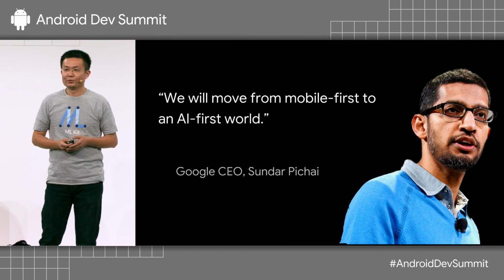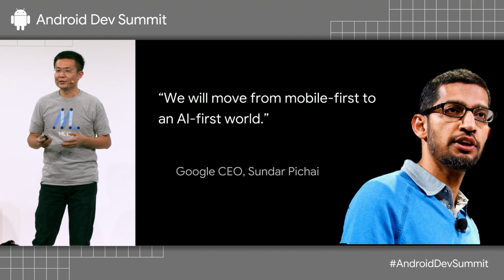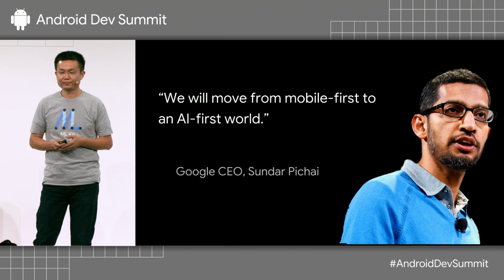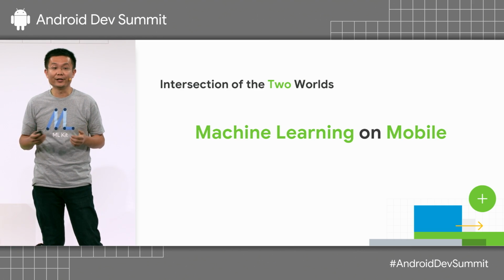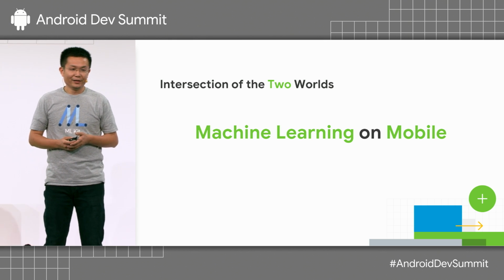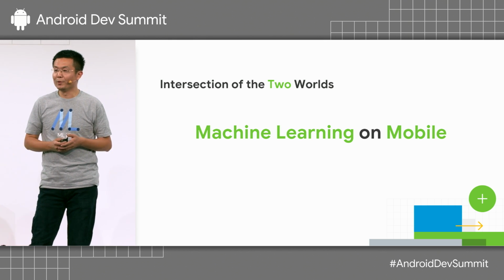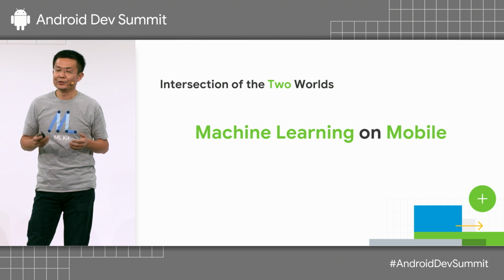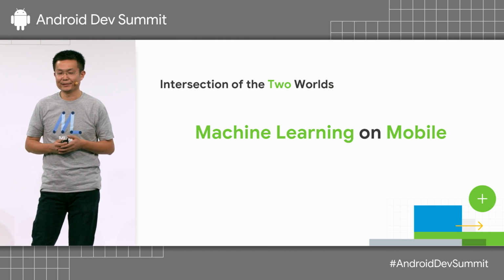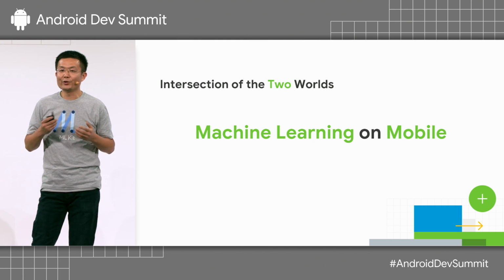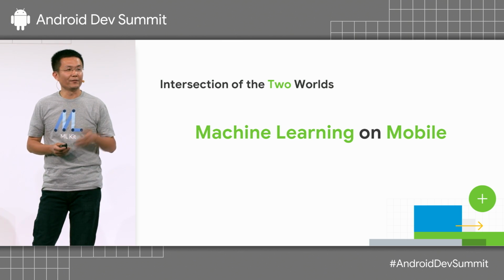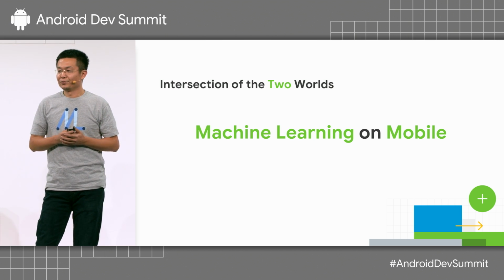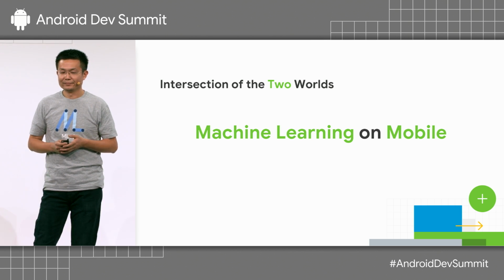2 years ago, Google CEO Sundar Pichai said we'll move from a mobile-first to an AI-first world. The intersection of these two worlds means machine learning on mobile. In recent years, more and more mobile apps are using machine learning to produce fascinating user experiences. With smartphones becoming increasingly powerful and capable, more and more machine learning logic is shifting from the server running in the cloud to the mobile device in your pocket.